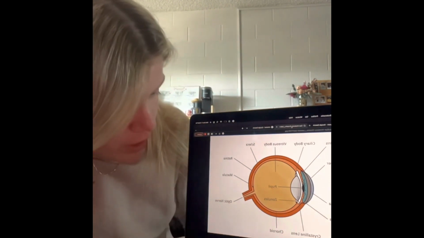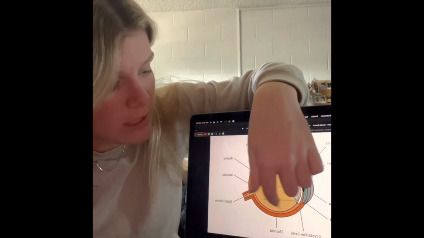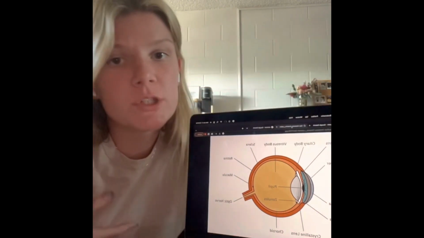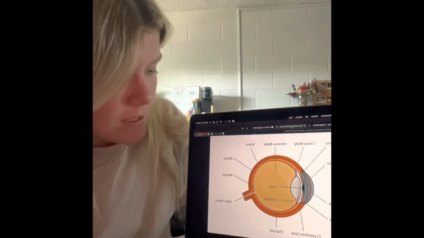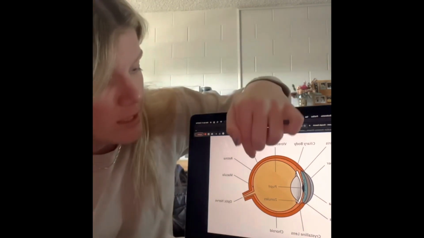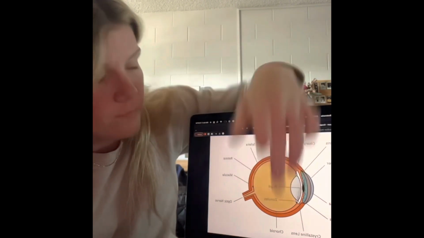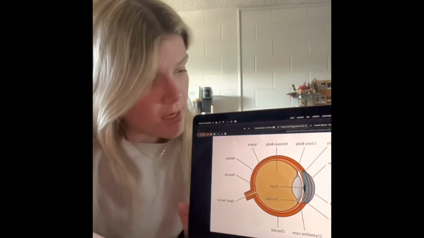The choroid is this lighter orange layer in here. It basically has the same job as that darker orange one as well. And then we have the retina, which is just this layer right in here of the eye. But yeah, for the most part, that is it.